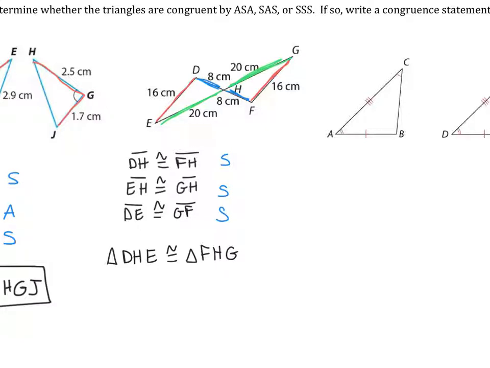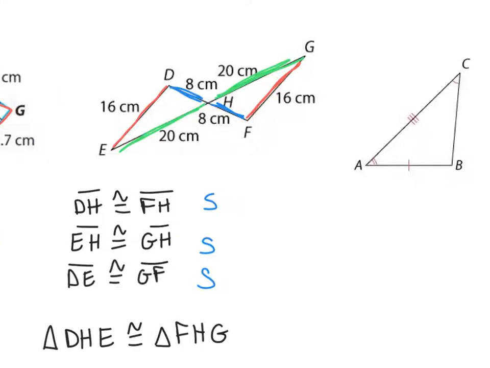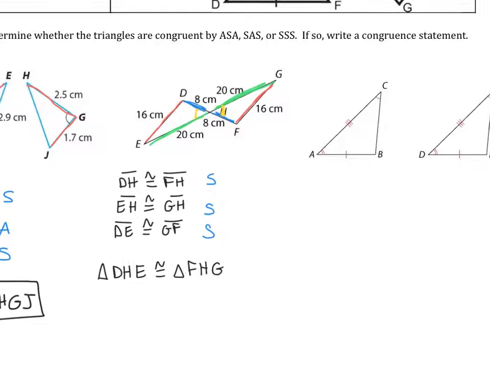Now, one thing I'd like to point out is that we could also infer that this angle is congruent to this angle because they are vertical angles. And so we could also actually use side, angle, side to show that these two triangles are congruent. So we actually have two different ways of showing congruence for this example.